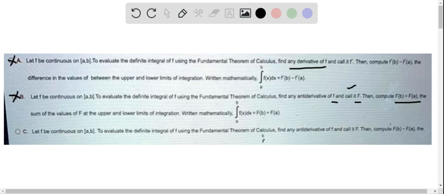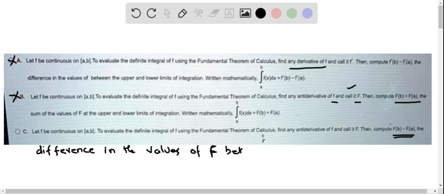Now let's look at option C. So we have a similar explanation in the beginning. To evaluate the definite integral of f using the fundamental theorem of calculus, find any antiderivative of f and call it F. Then compute F of b minus F of a. That is, we can write this as the difference in the values of F, this is capital F, between the upper and lower limits of integration.